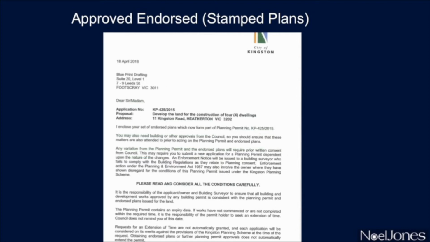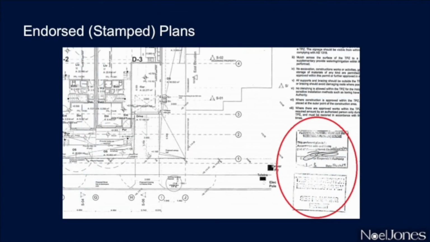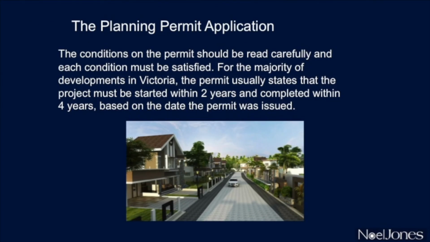A cover letter will usually be provided together with the stamped plans. In this image, we can see the official stamp of approval from council. You should keep in mind that in some cases it can take several months to receive stamped plans from council. It's often a frustrating wait. The conditions on the permit should be read carefully and each condition must be satisfied.